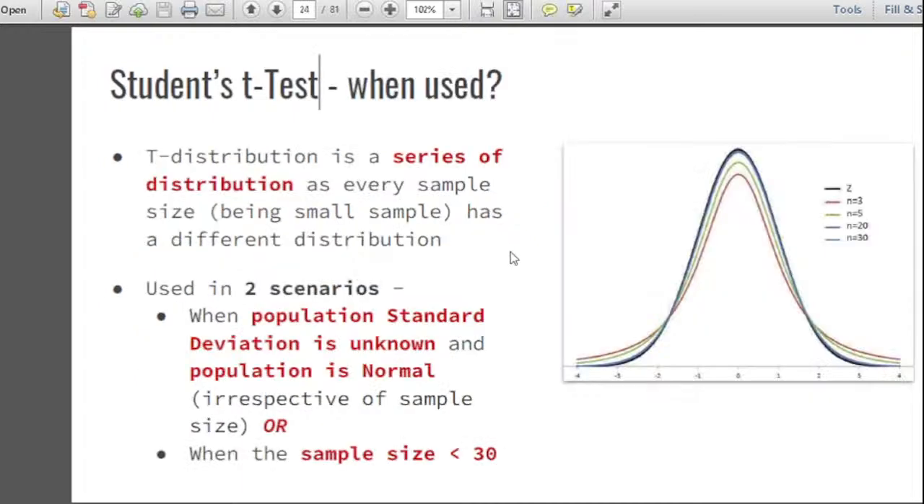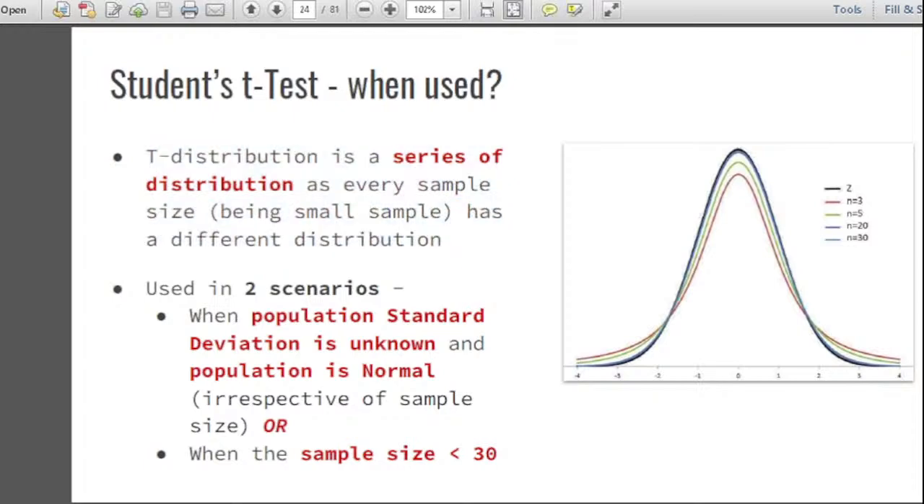Now, what is Student's t-test and when do we use it? Already I've discussed this. Is this okay? When do we use it? We'll see. First, let's understand what a t-test is. A t-test is a series of distributions, as every small sample size has a different distribution.